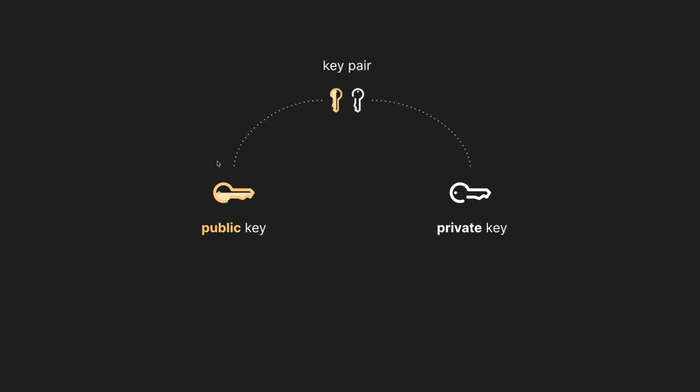In every key pair, there's a public key, which can be sent openly through the network to anyone, and a private key, which is being kept secret by one of the parties that's communicating. And this key pair can be used to perform cryptographic operations like encryption and signing.